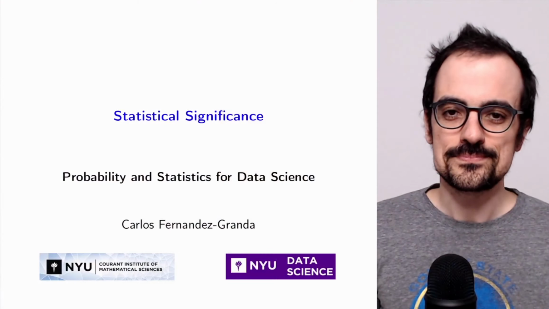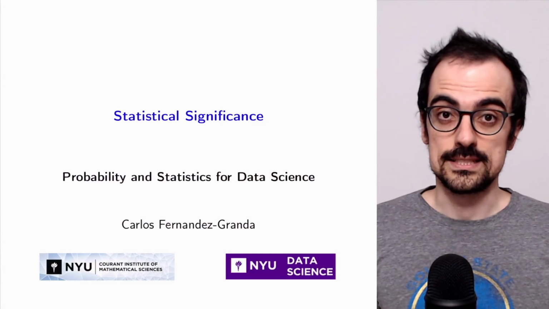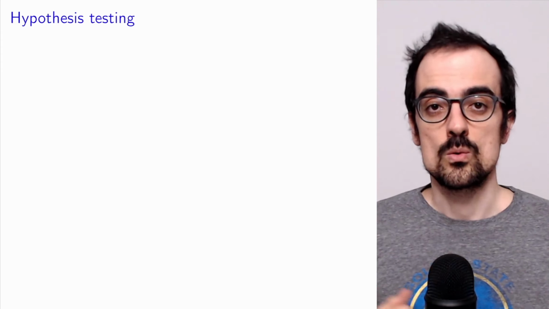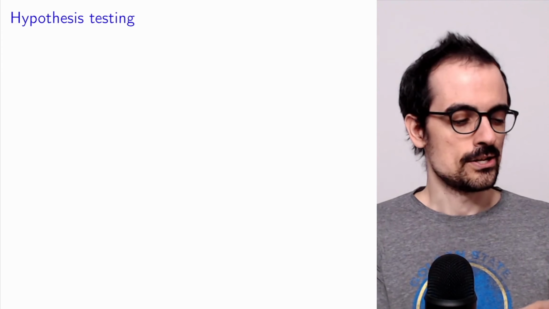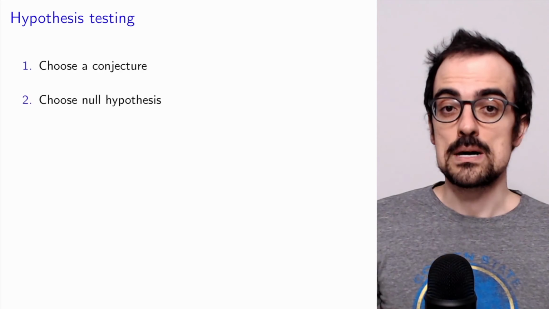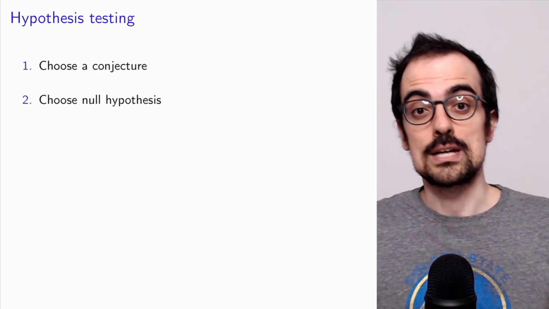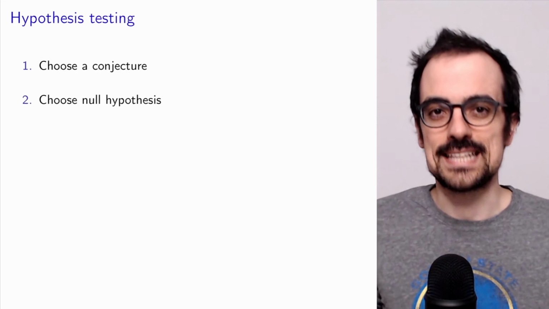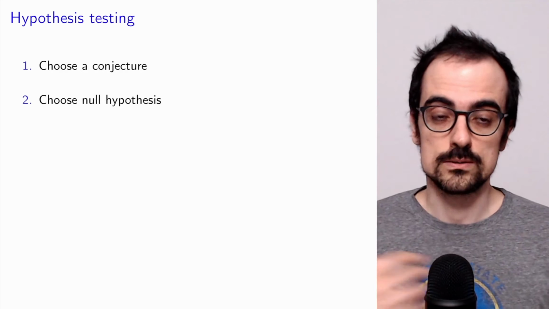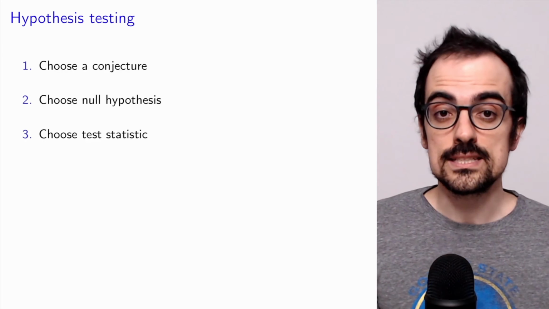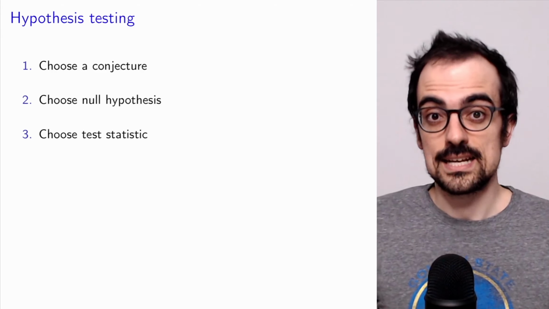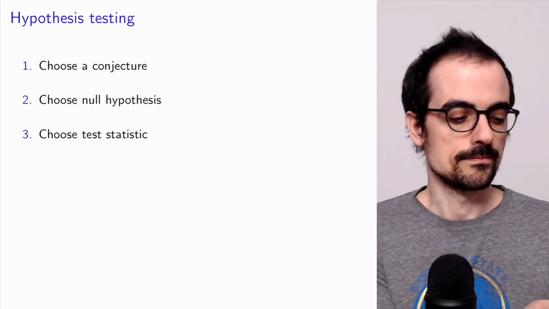Let's get to it. We're going to talk about statistical significance, and to begin, let's remind ourselves of the different steps when we perform hypothesis testing. First, we determine a conjecture of interest. Then we come up with a null hypothesis that contradicts this conjecture of interest, because we take a devil's advocate perspective where we're trying to explain the data as if the conjecture did not hold. We choose a test statistic which should be large if the null hypothesis does not hold. In that case, this would be evidence in favor of our conjecture.